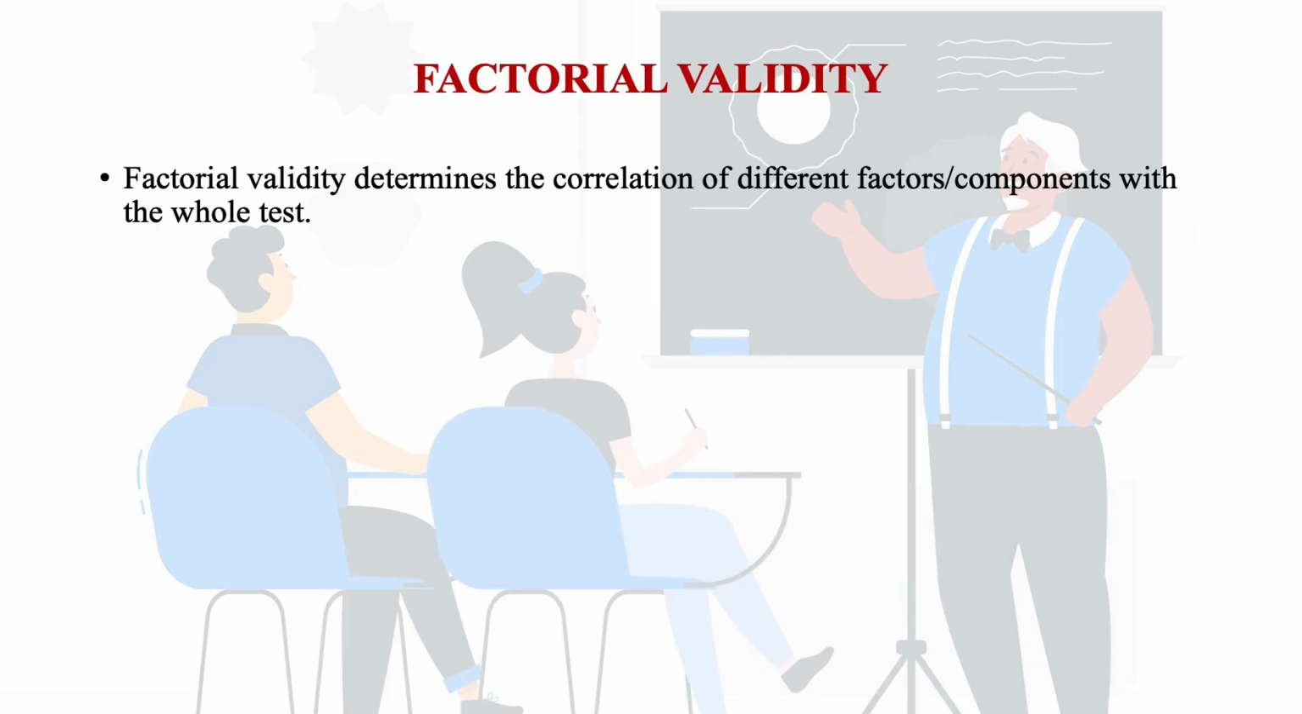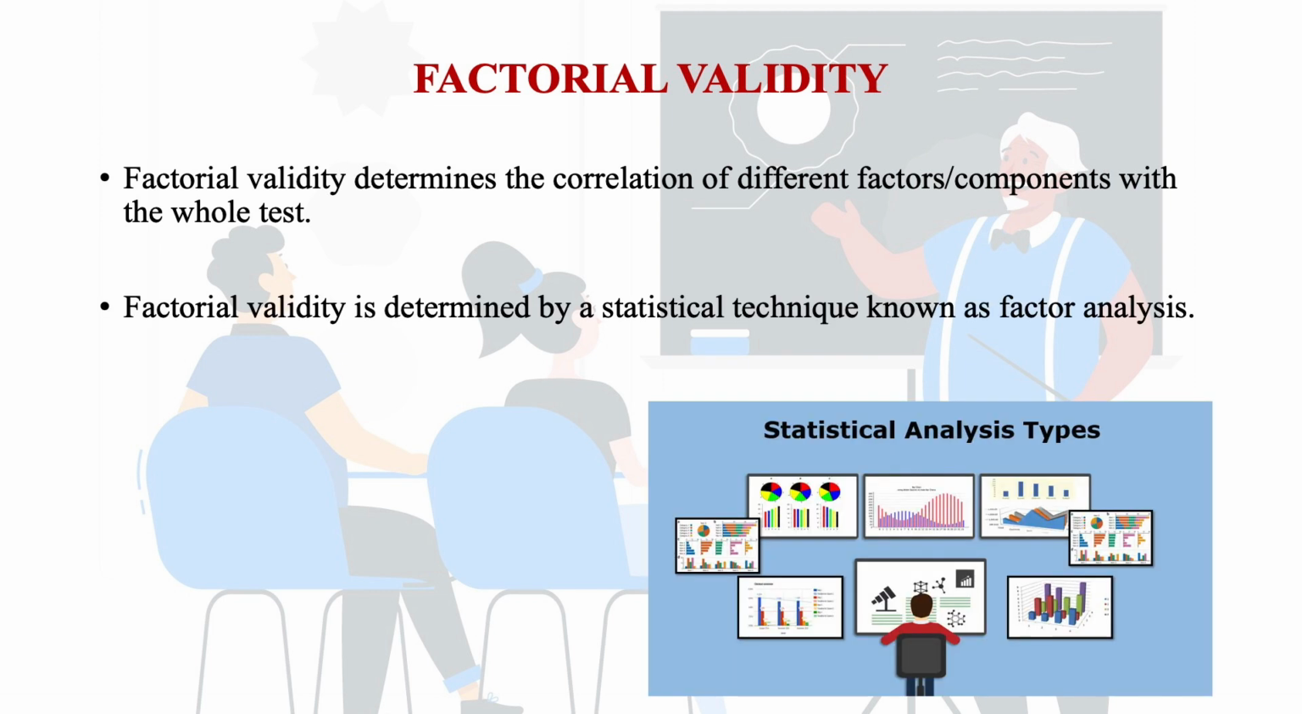And further, the last method, that is factorial validity. Factorial validity is also another important method of determining the validity of a test. Factorial validity determines the correlation of different factors or components with the whole test. Factorial validity is determined by using a statistical technique known as factor analysis. So you have to analyze what the different factors in a test are and what the different factors are that contribute to the result.